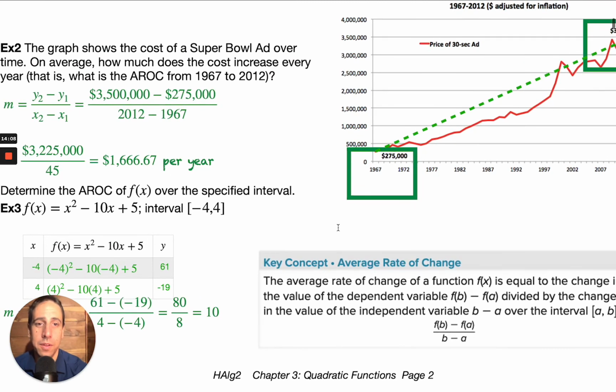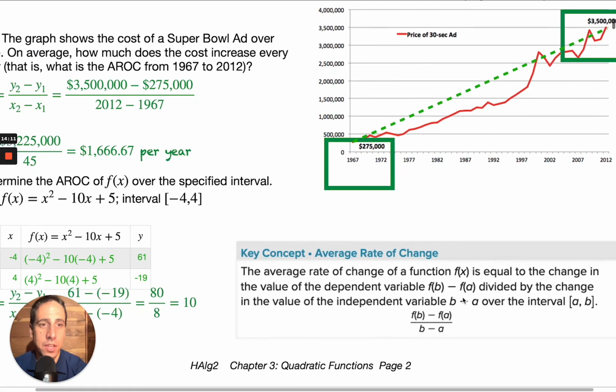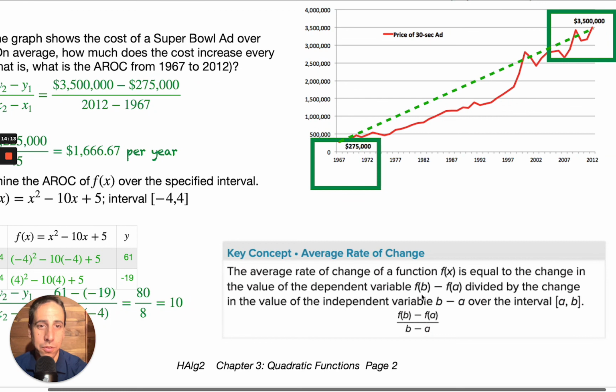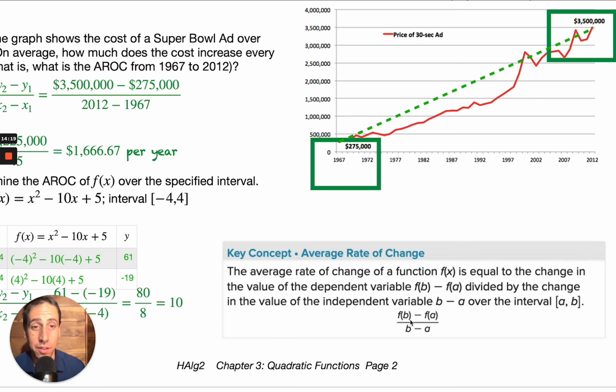So here it is. The key concept is that the average rate of change of a function is equal to f of b minus f of a over b minus a. This is the same structure of the slope formula. It's just put in terms of an interval from a to b.